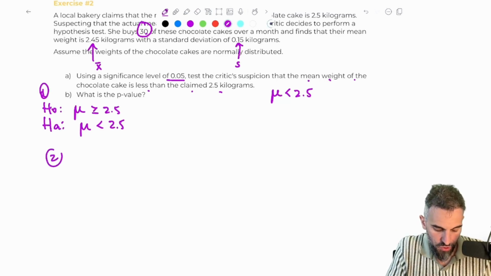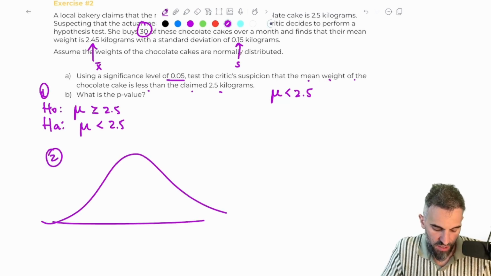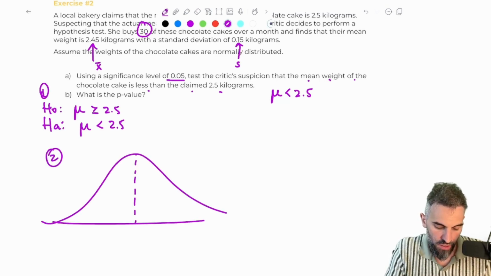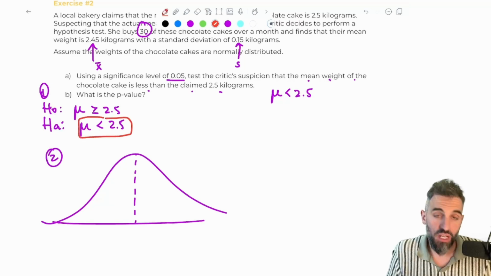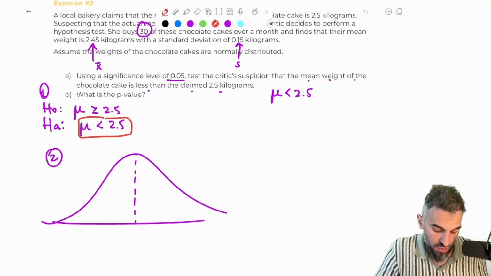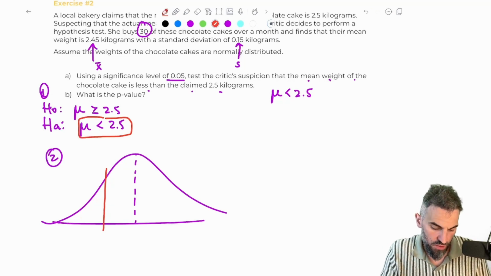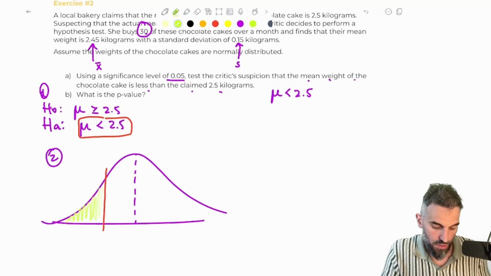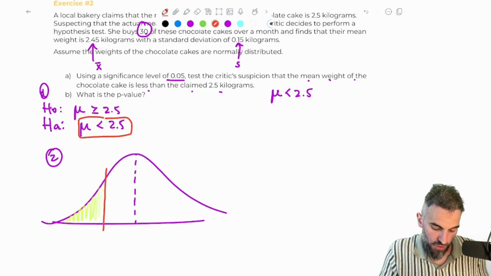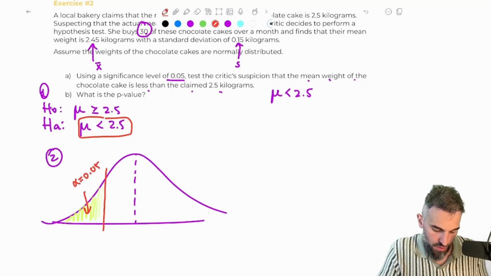Step 2, let's choose the right test. Again, you're trying to test, always look at your HA. It always tells you the direction of your test. You're trying to test that it's less, so this again is a left tail test. So we have here our rejection area. The alpha is 5%, so this whole area is 5%. And right here, that's your critical value.